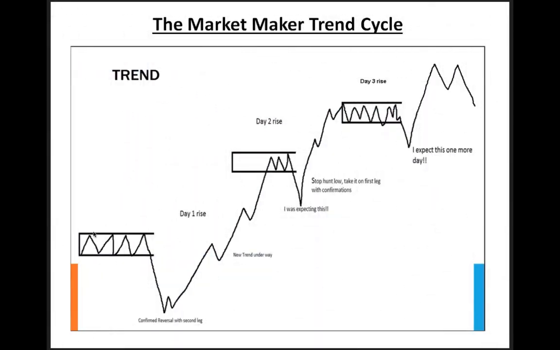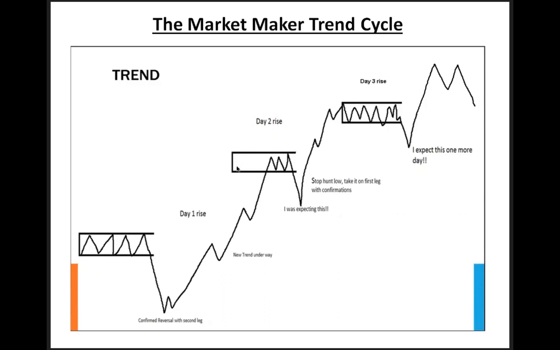All right, so let's take a look at the market maker trend cycle. Here is our Asian session accumulation. Week beginning, false move, stop hunt out of the box, down to create the W and start the cycle. Our first day of rise also has 3 intraday pushes. This is the start of the trend.